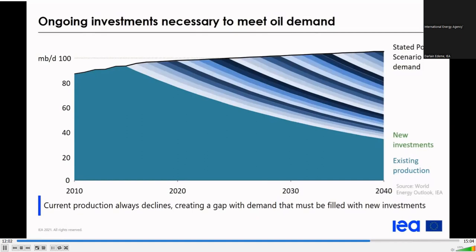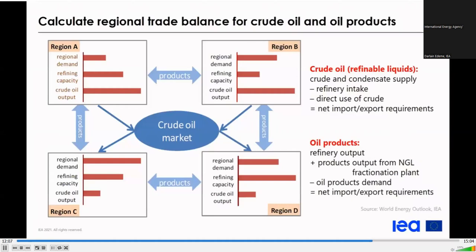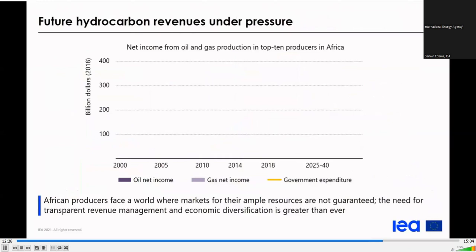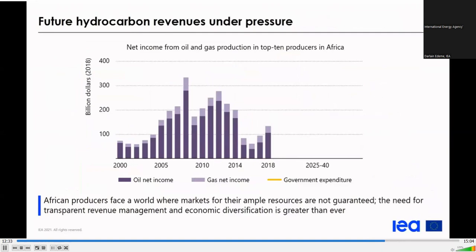So there are calculations which are made at regional level to ensure that there is a match between demand for crude oil, refining capacity, and demand for oil products. Looking at one key output for Africa, here you can see the net income that can be made from oil and gas resources in the top 10 producers in the continent.